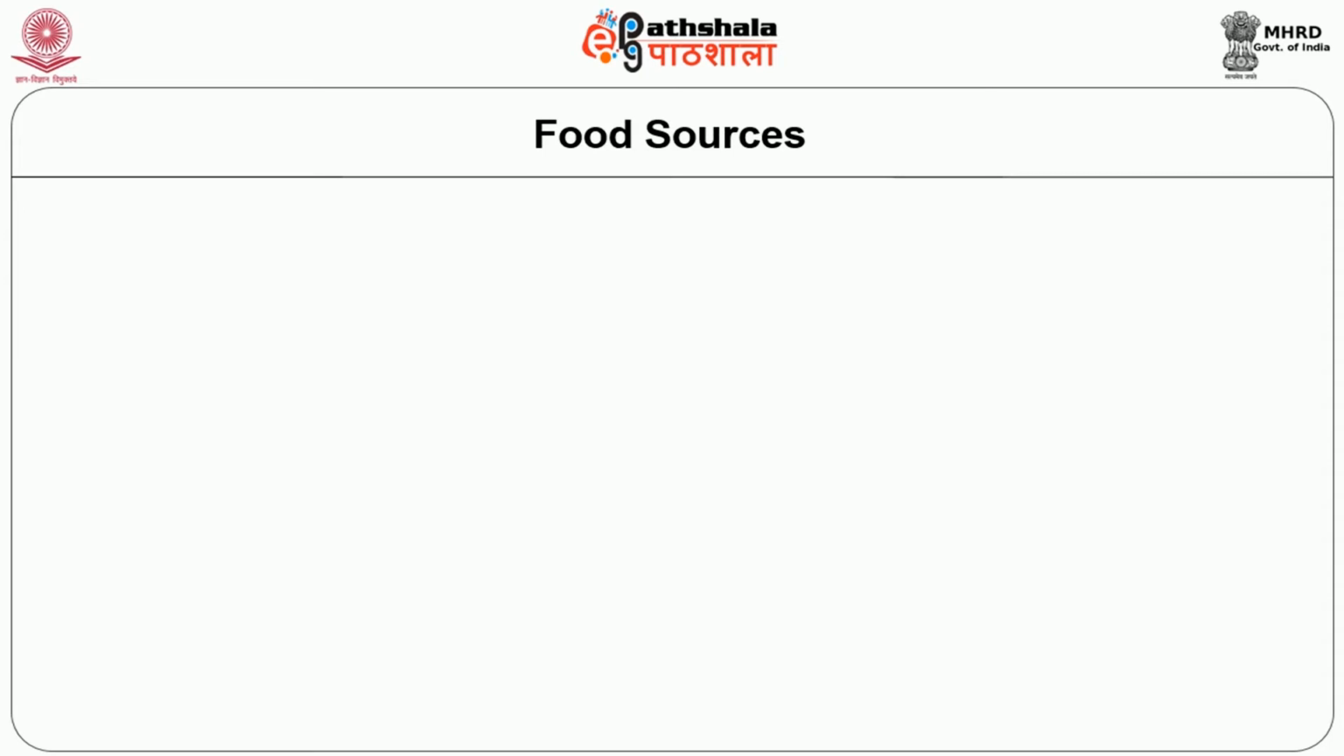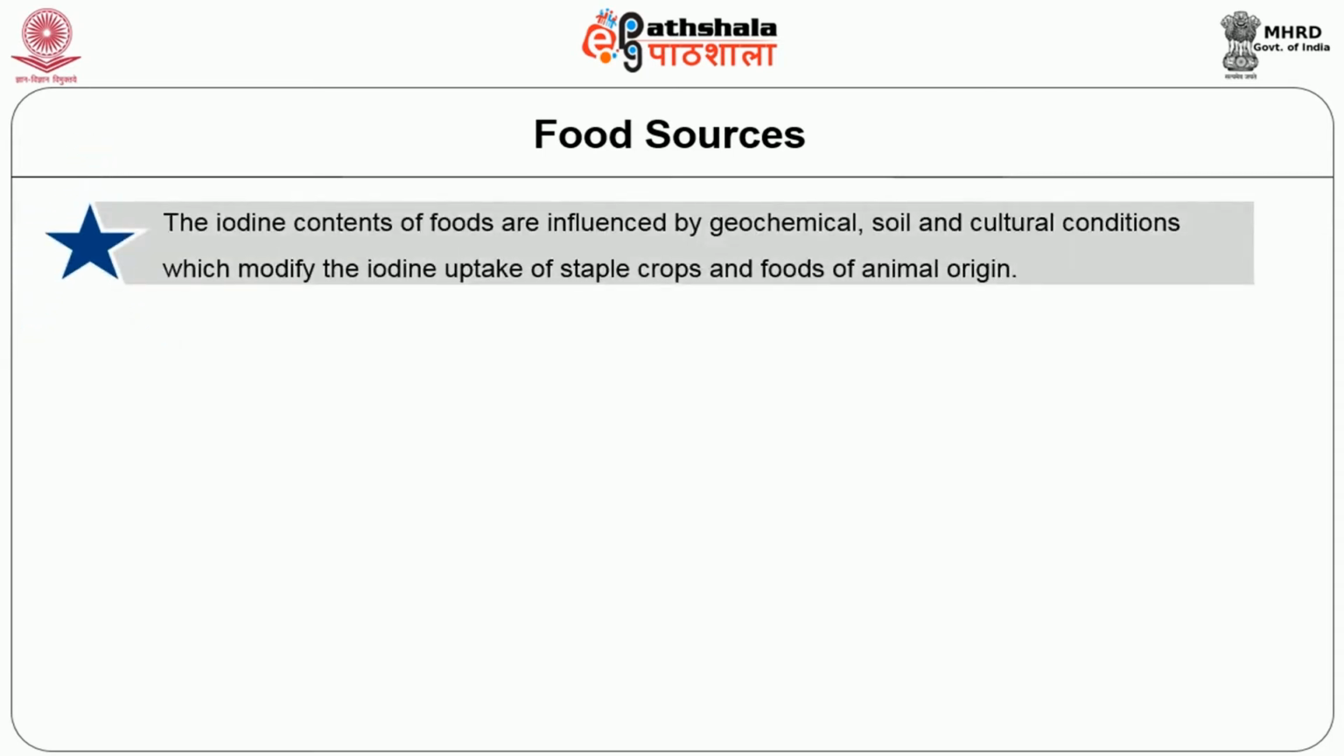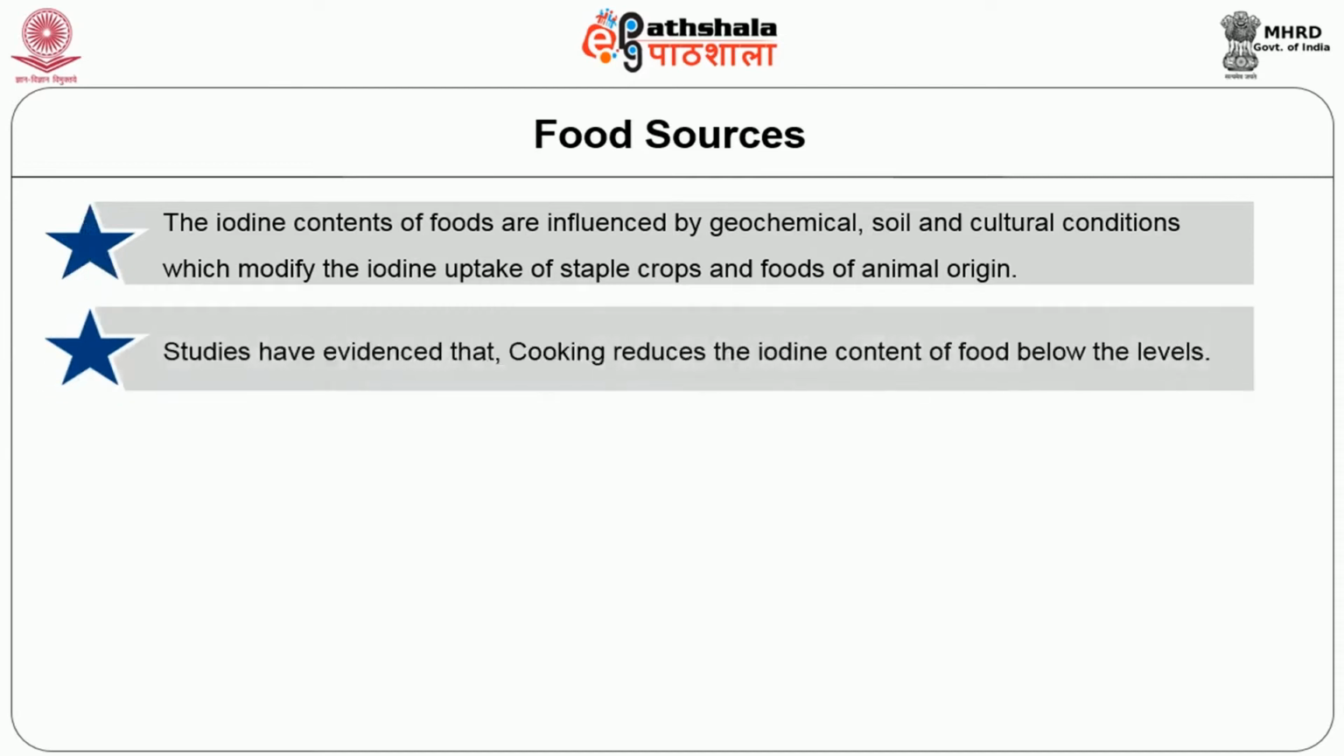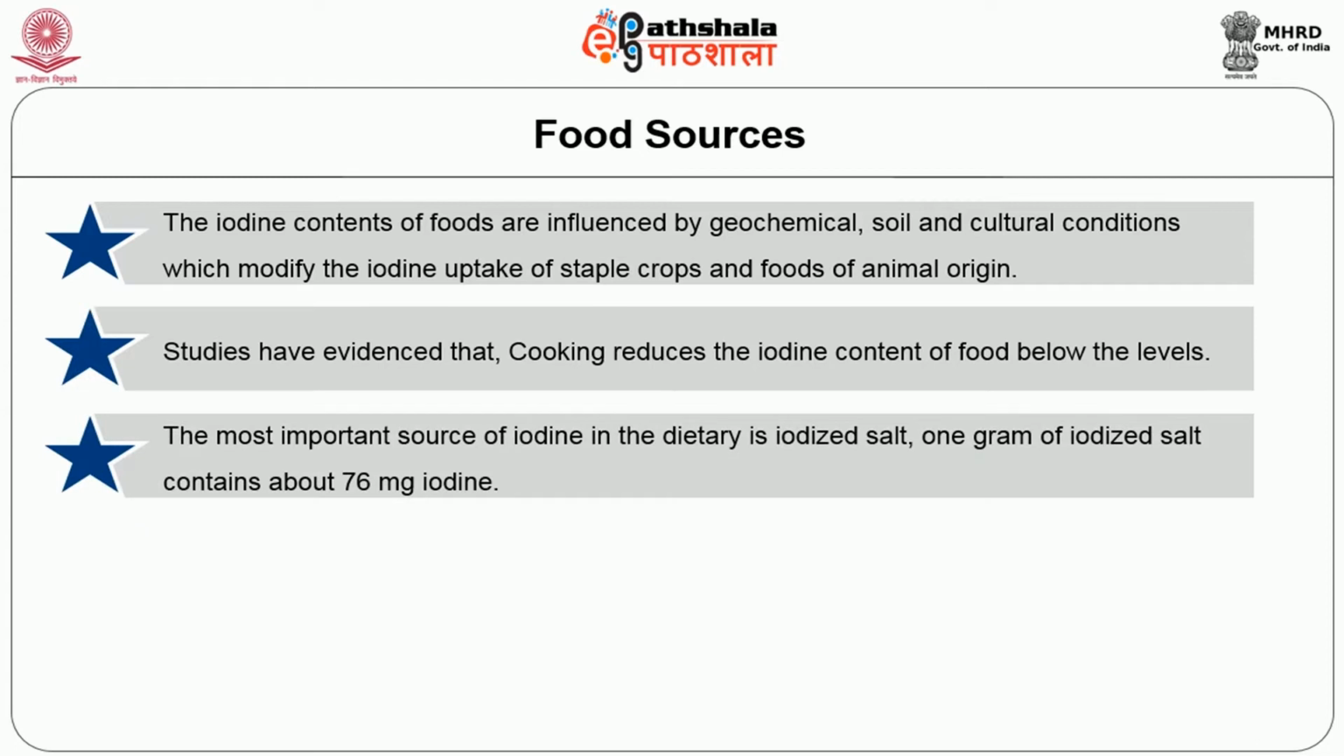As told, the iodine content of foods is influenced by geochemical, soil, and cultural conditions which modify the iodine uptake of staple crops and foods of animal origin. Studies have evidence that cooking reduces the iodine content of food. The most important source of iodine in the diet is iodized salt. 1 gram of iodized salt contains about 76 mg iodine.